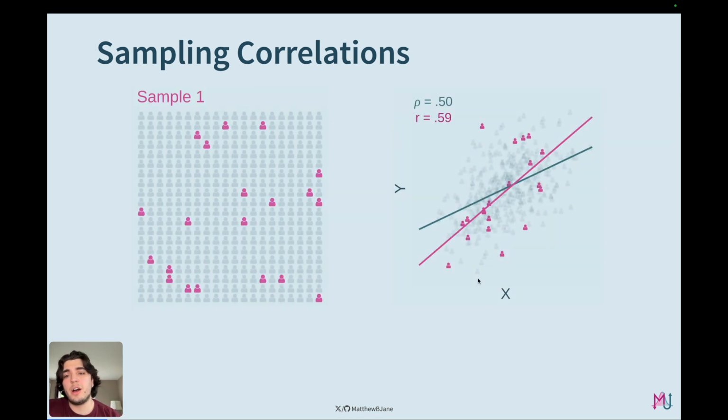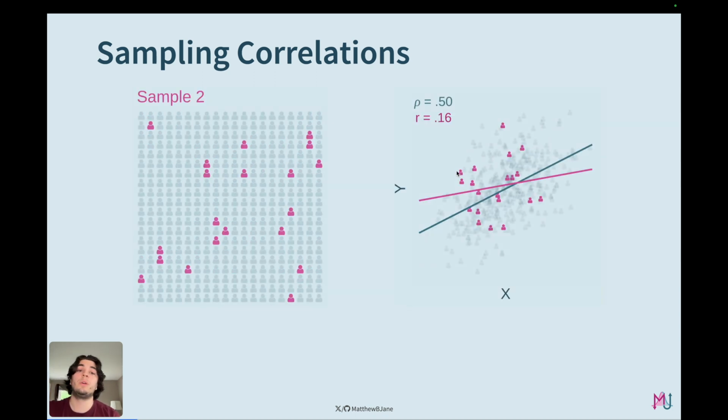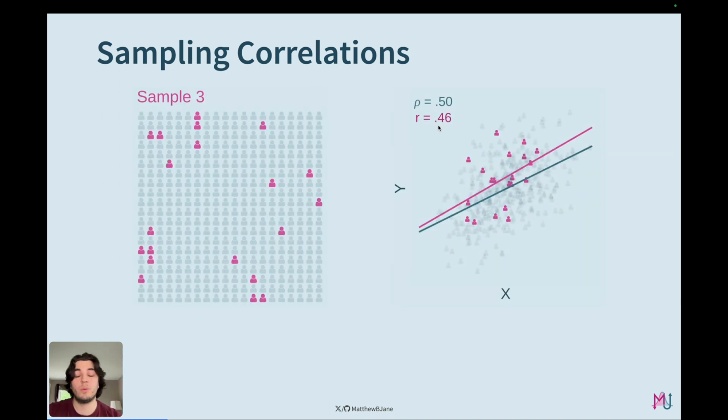So if we were to draw 20 random individuals from this population and then compute the correlation on those individuals, what we'll find is that the sample correlation doesn't exactly reflect the population correlation. So there's going to be some sampling error. So if we do this again and again and again, where we calculate a correlation of 0.59, we sample again, we calculate a correlation of 0.16, we sample again, 0.46, whatever.